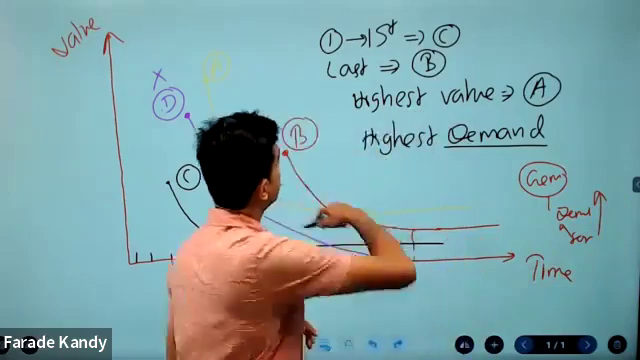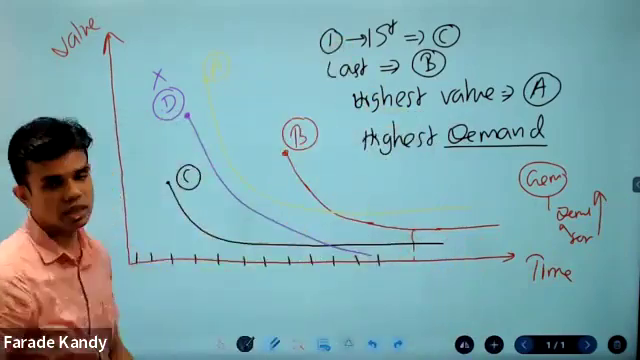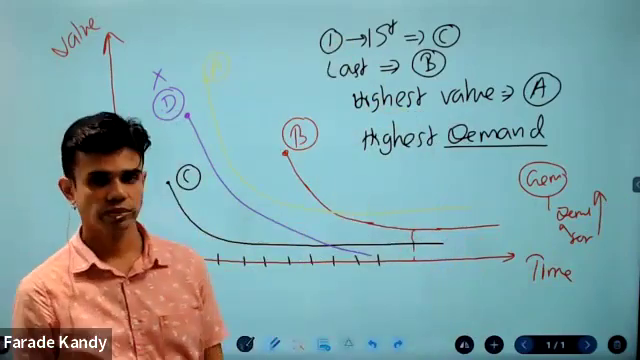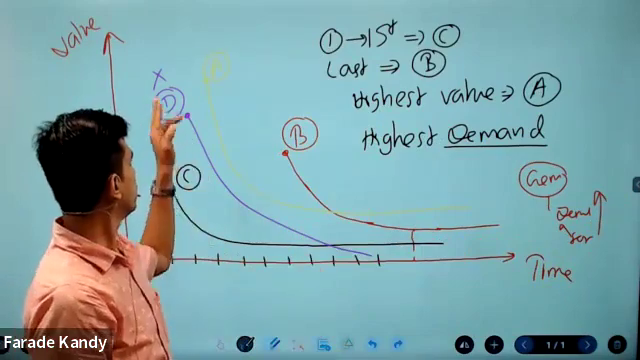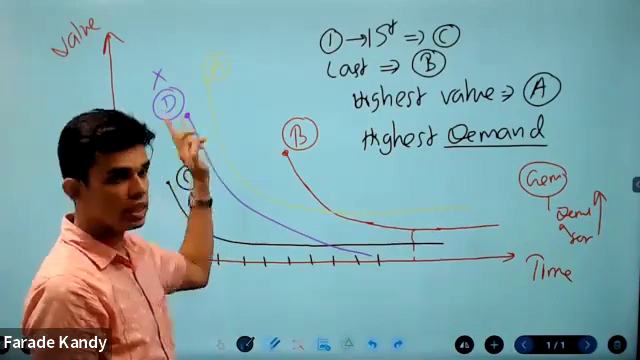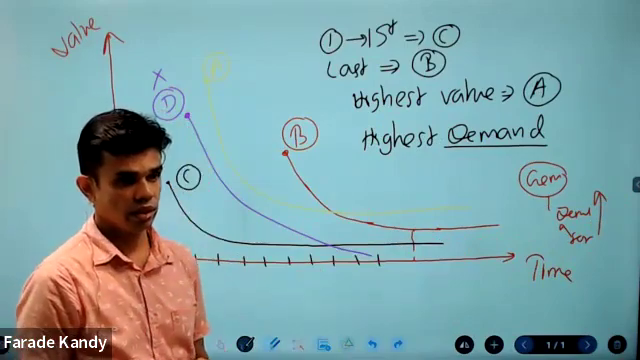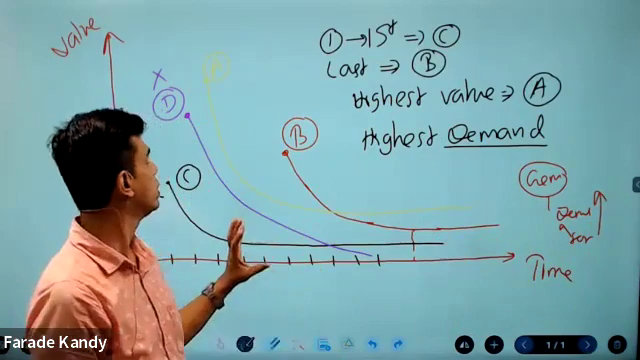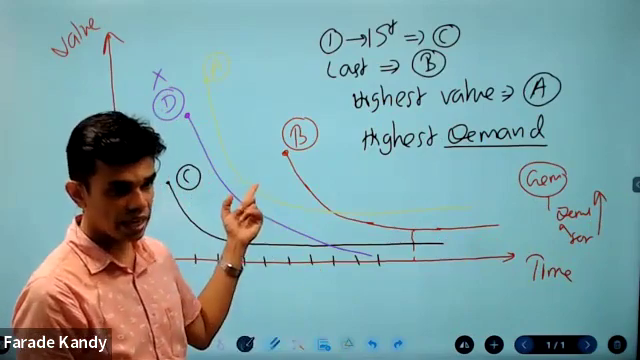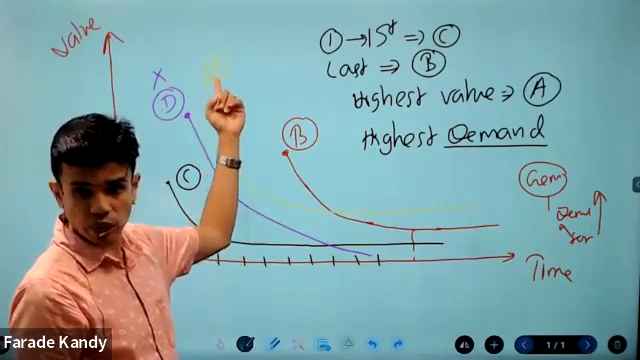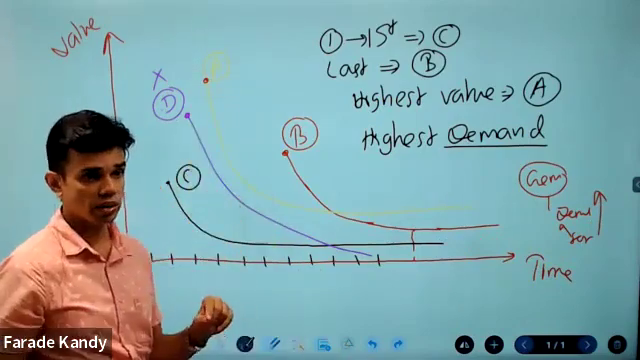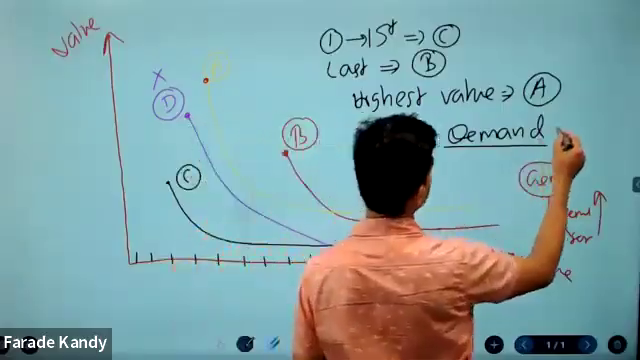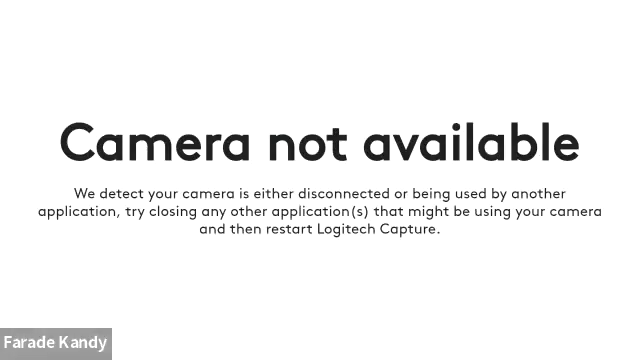Here I'm asking, among these events, which has the highest demand? I need the answer. Which has the highest demand? A, B, C, D. The highest demand is therefore event A. This has the highest value. So highest value means it has the highest demand, and the highest demand is there in event A.